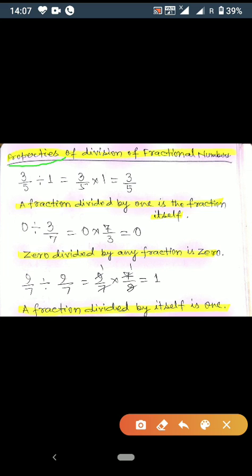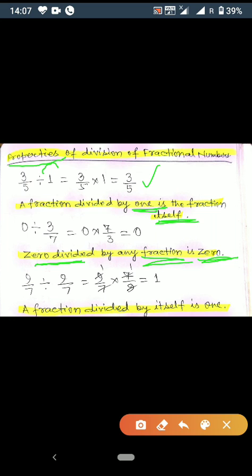Now properties of division of fractional numbers. A fraction divided by 1 is the fraction itself. For example, 3 by 5 divided by 1 equals 3 by 5 multiplied by the reciprocal of 1, that is 1, equal to 3 by 5.